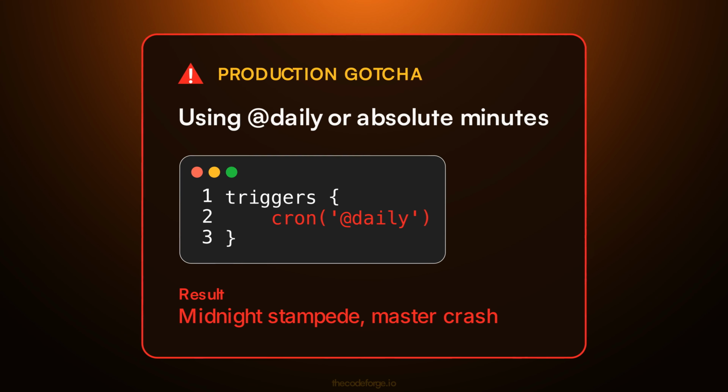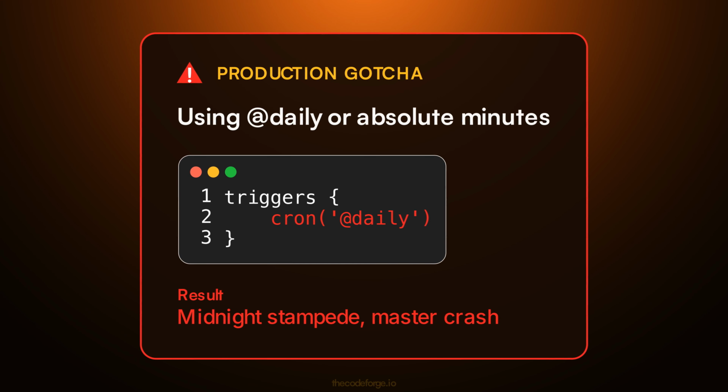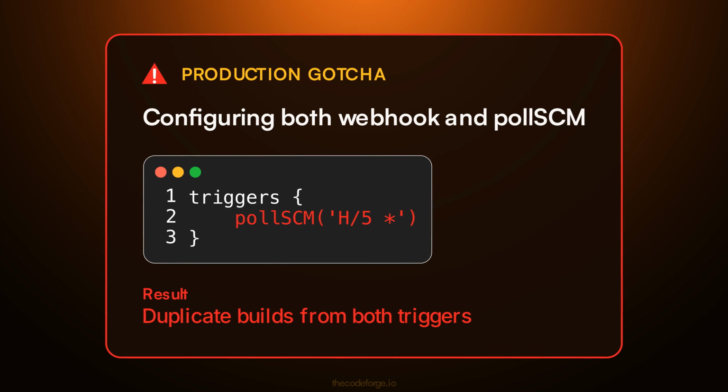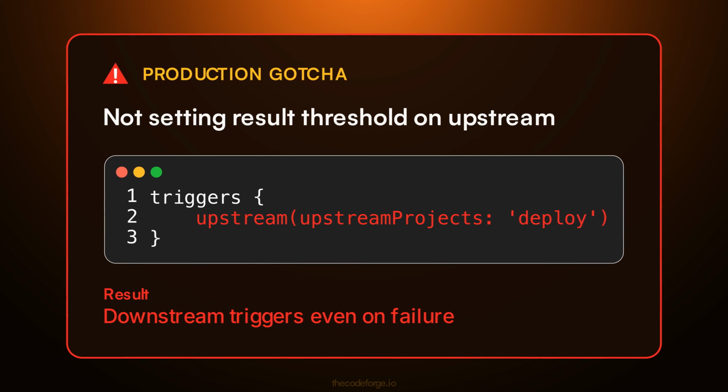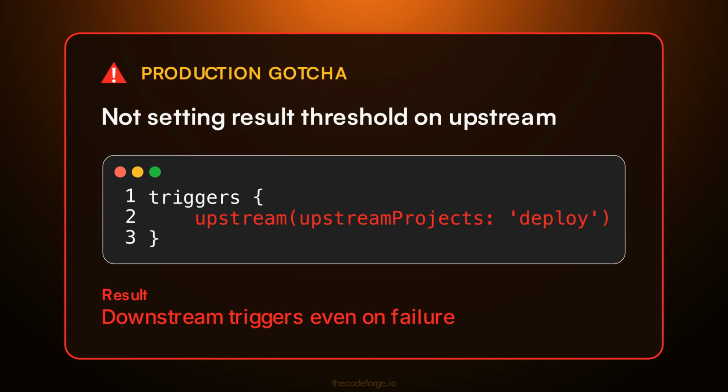Using @daily or absolute minutes like */5 causes all jobs to trigger at the same time, leading to load spikes. Always use H syntax to spread load. If you have both webhook and pollSCM, you'll get duplicate builds, one from push, one from poll. Disable pollSCM if webhook is working or set a quiet period. Without a result threshold, downstream builds trigger even if upstream fails. Always add threshold hudson.model.Result.SUCCESS to prevent cascading failures.